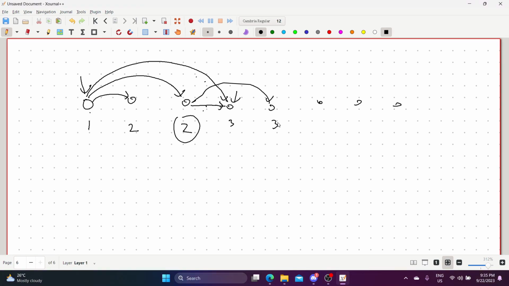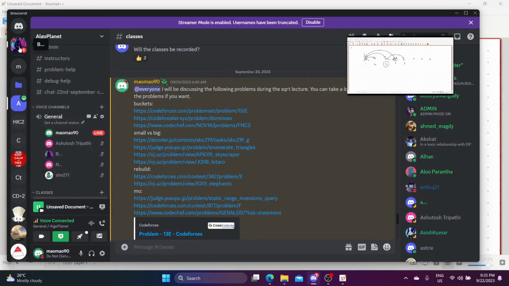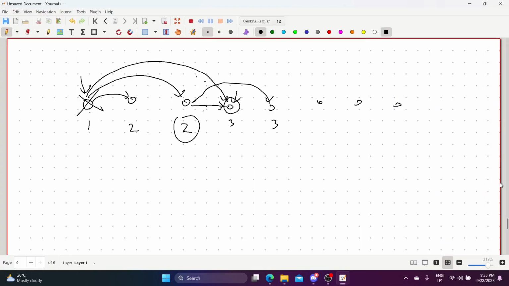So the problem now is that there are some vertices which are blocked. So maybe even though this is 3, what if this is actually one of the vertices that cannot be used? How can we handle that? So we need to use small versus big.